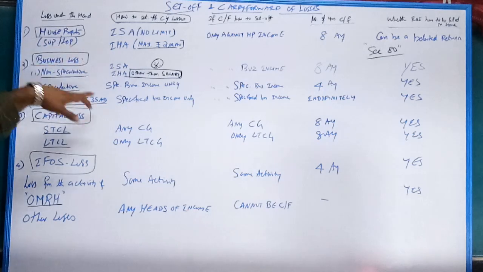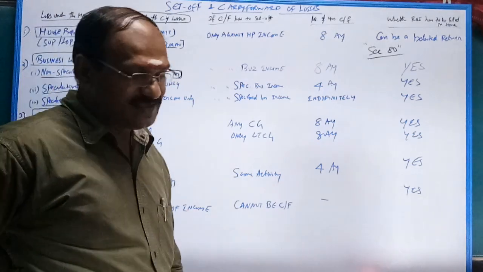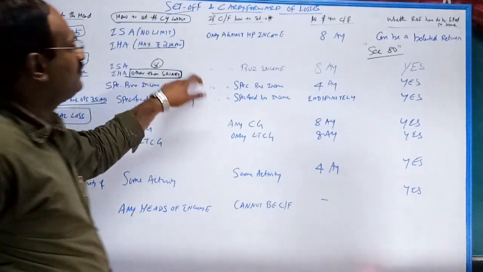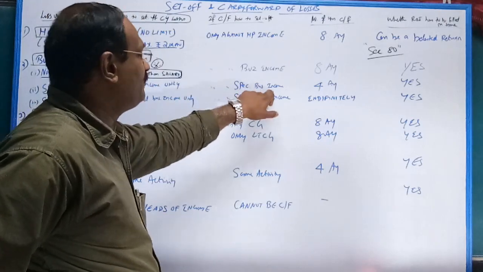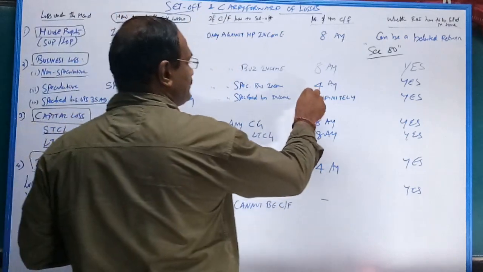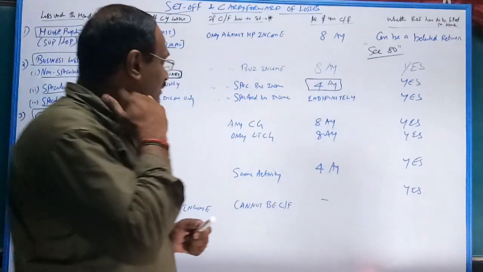Speculative business loss can be set off against speculative business income only. Then it can be carried forward and set off against speculative business income. How many years of carry forward? Very important: 4 assessment years. Whether the return has to be filed in time?